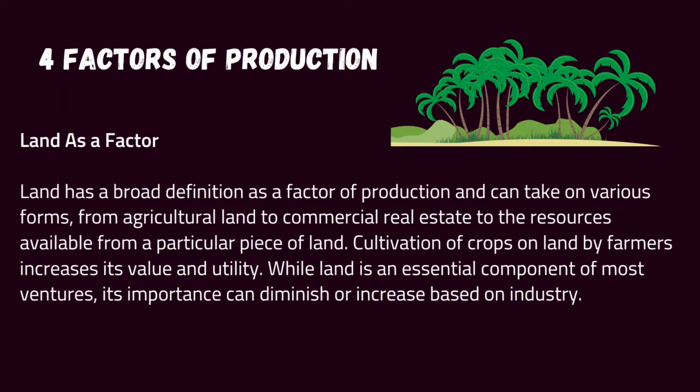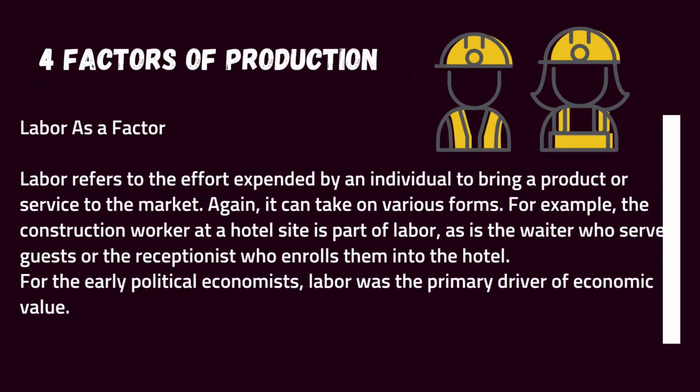Now, our first factor is land. Land has a broad definition as a factor of production and can take on various forms, from agricultural land to commercial real estate to the resources available from a particular piece of land. Cultivation of crops on land by a farmer increases its value and utility. While land is an essential component of most ventures, its importance can diminish or increase based on industry. This is our first factor.